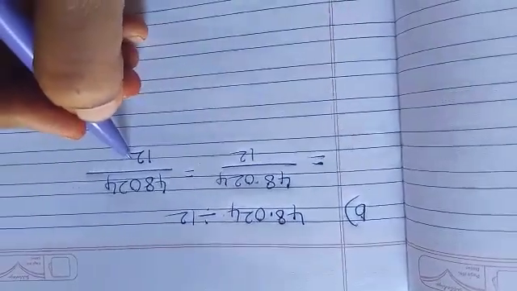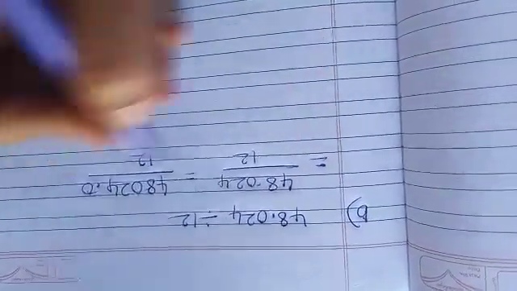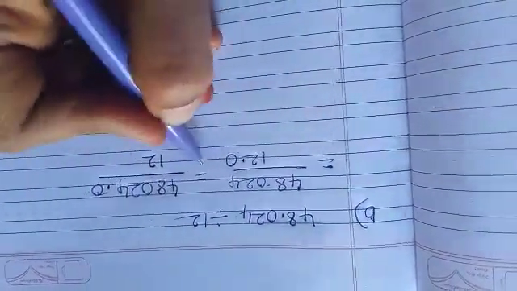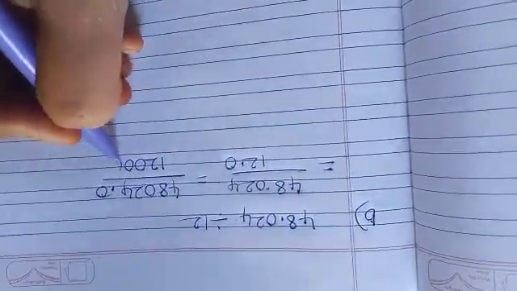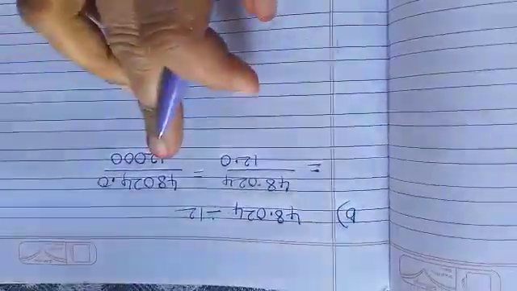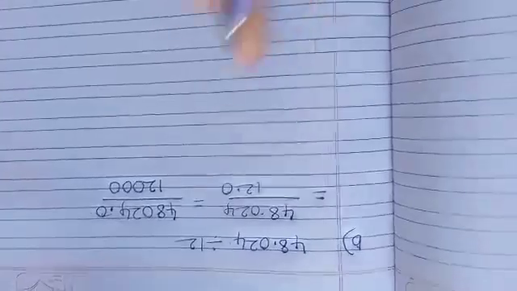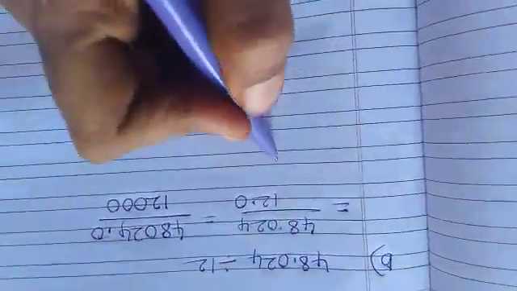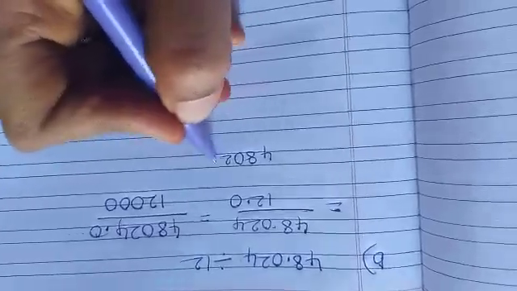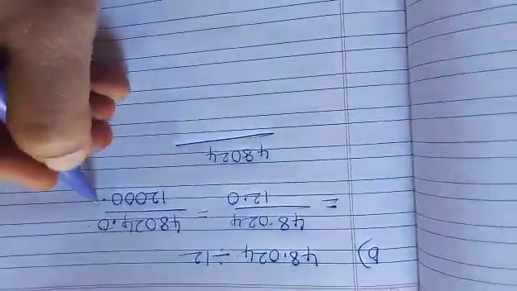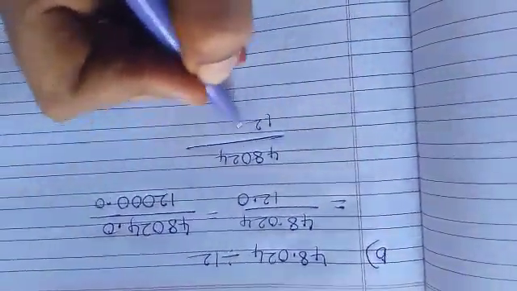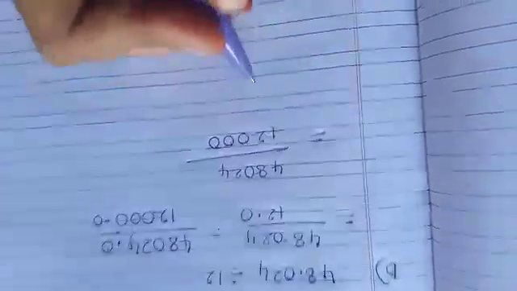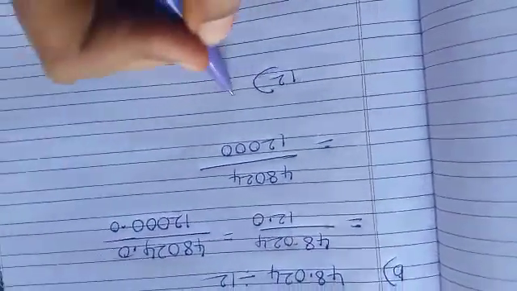Actually the decimal point is here. Nothing is there, so 3 digits after means you have to place 3 zeros. So this is 12,000. Now 48024 by 12,000.